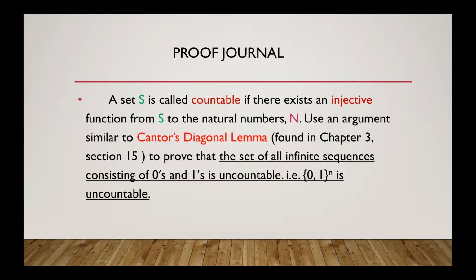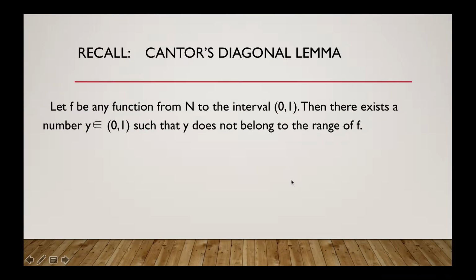A set S is called countable if there exists an injective function from S to the natural numbers. Also, we will use an argument similar to Cantor's diagonal lemma to complete this proof. Now, let's recall what Cantor's diagonal lemma is. Basically, it's about the uncountability of all real numbers.